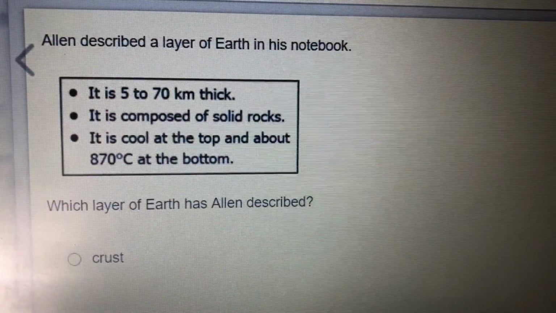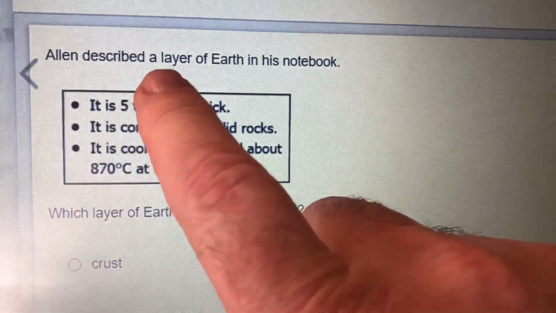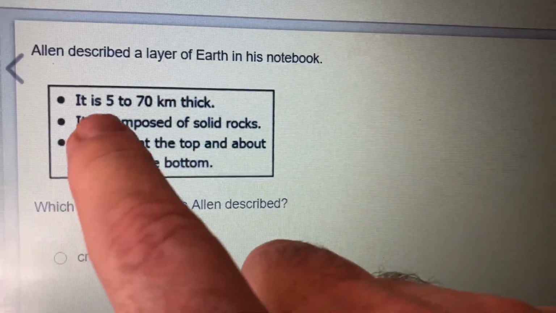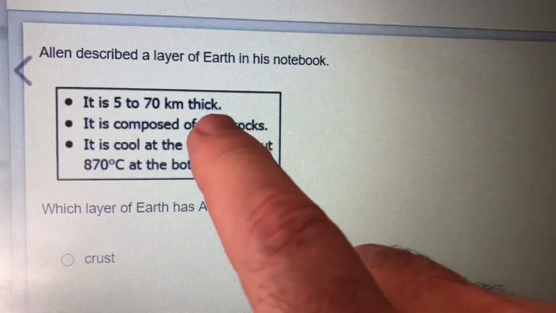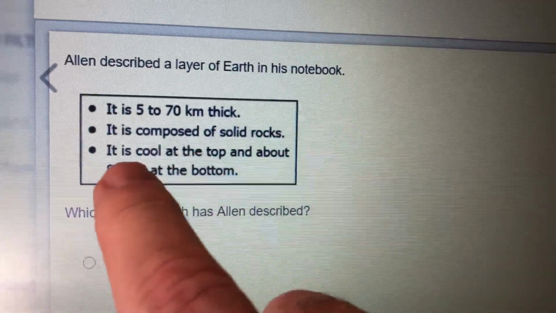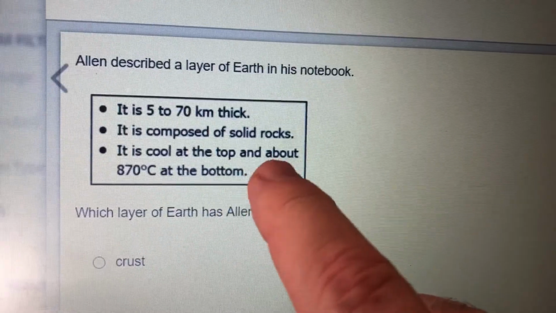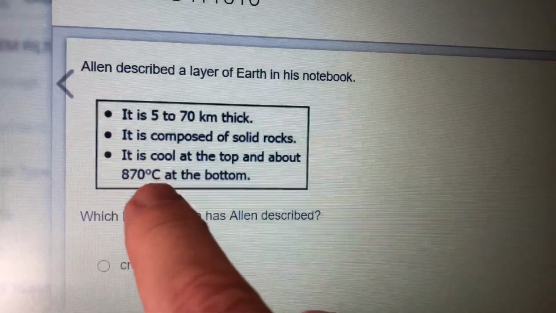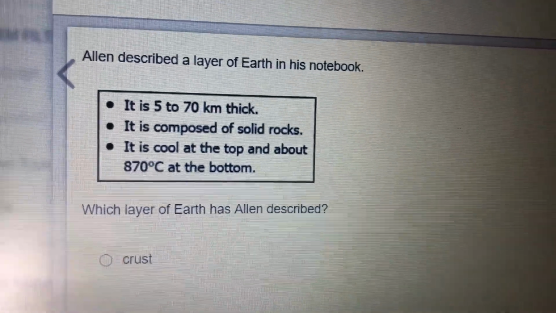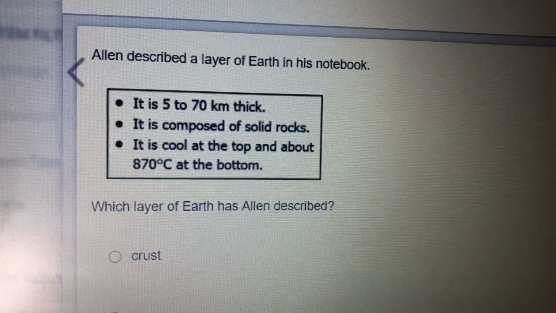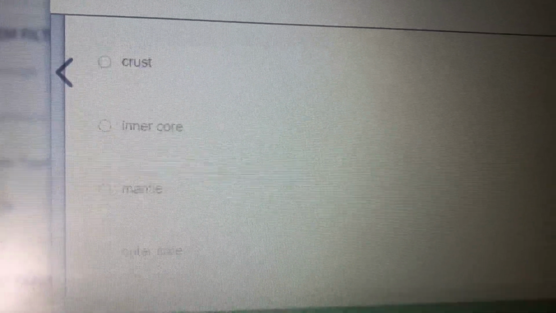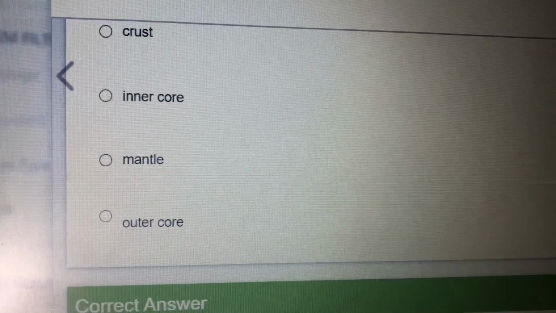Well, I like this question. So it says that Allen described a layer of earth in his notebook. Okay? It is 5 to 70 kilometers thick. It is composed of solid rocks. It is cool at the top and about 870 degrees Celsius at the bottom. So which layer of the earth has Allen described? Is it the crust, the inner core, the mantle, or the outer core? What do you think?